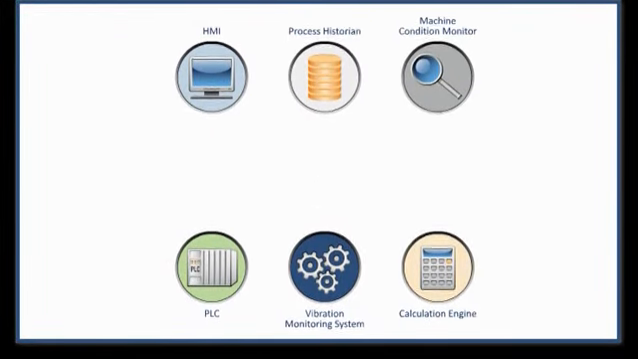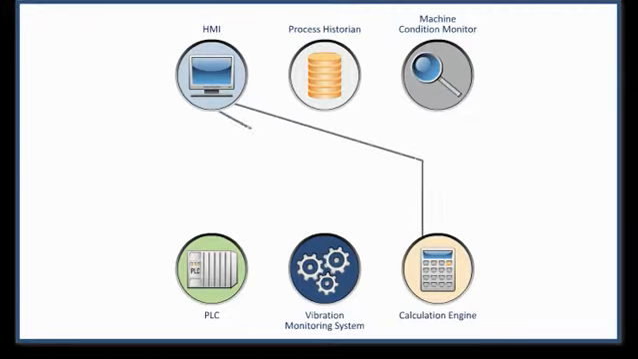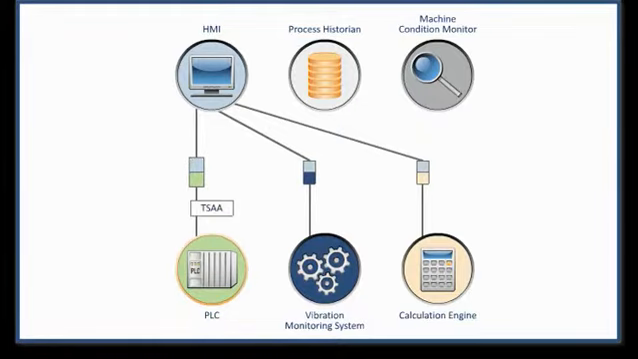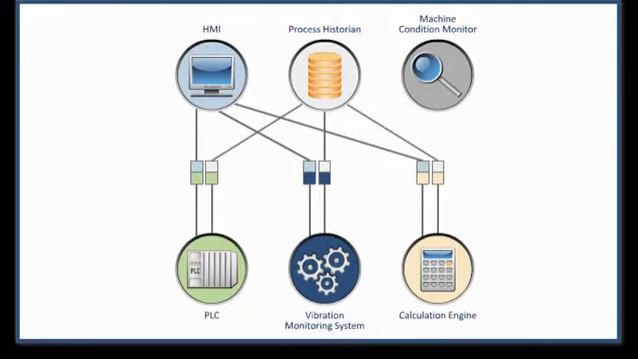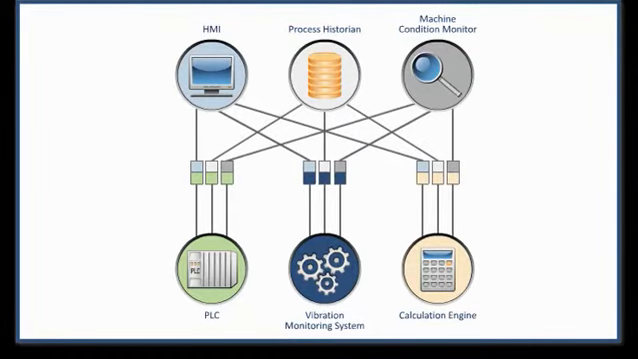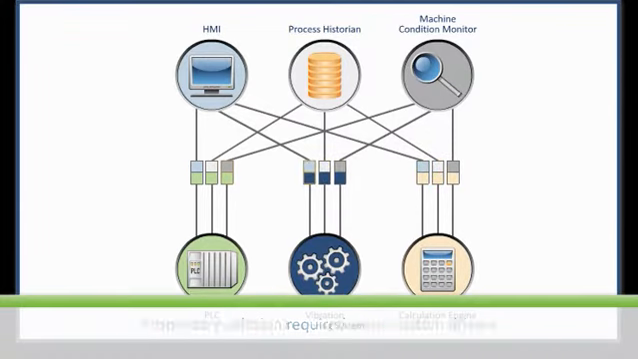The first option was to use the proprietary connectivity method. Each application would communicate with each data source using its own interface or driver. The HMI needed three drivers to communicate with each of the data sources: one to communicate with the PLC using the TSAA protocol, a second to retrieve data from the vibration monitoring system using Modbus, and a third to receive pre-configured calculations from the calculation engine using DDE. The process historian also needed three drivers, as did the machine condition monitor. In total, 9 custom drivers were required.